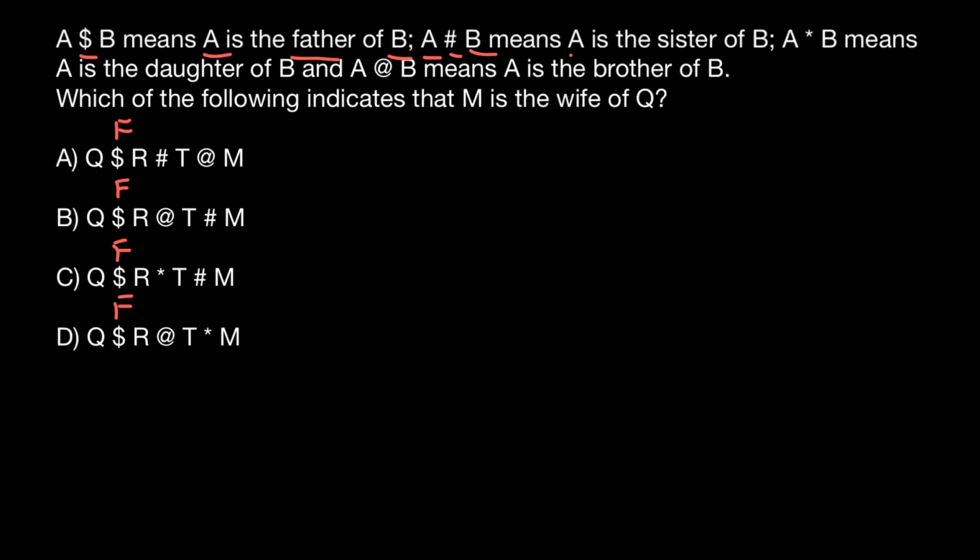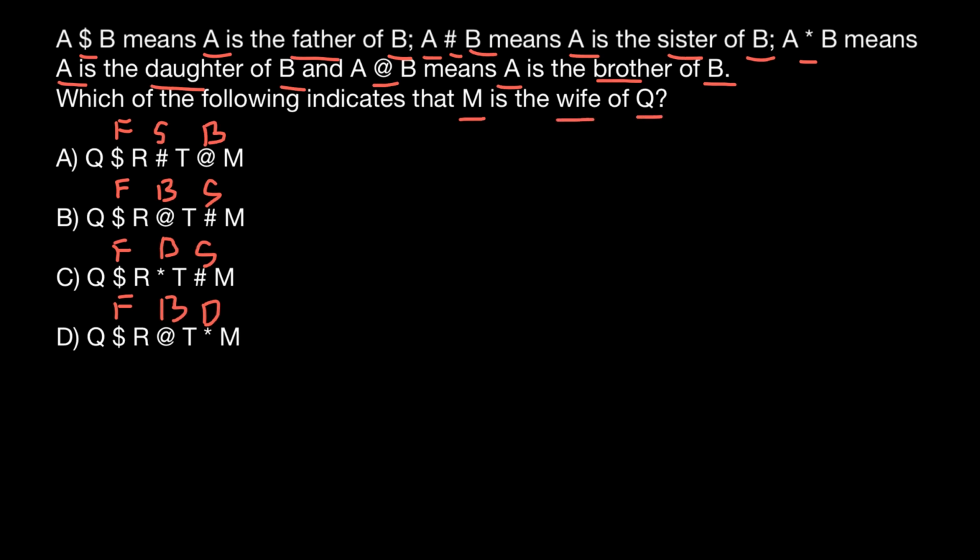Next, A number sign B means A is a sister of B, so we can put S here, here and here. And A asterisk B means that A is a daughter of B, so we can put D here, which stands for the daughter, and D here. And A at B means that A is a brother of B, so we can put B here, here, and here.